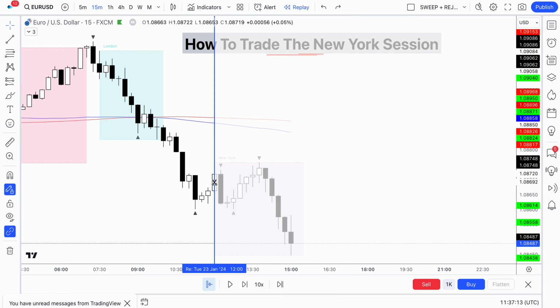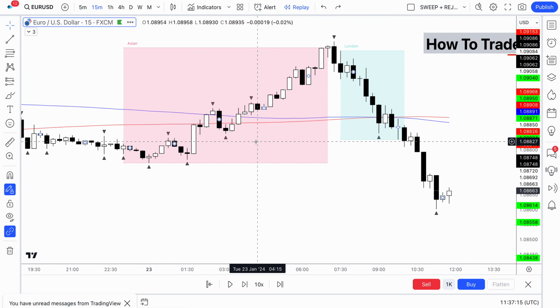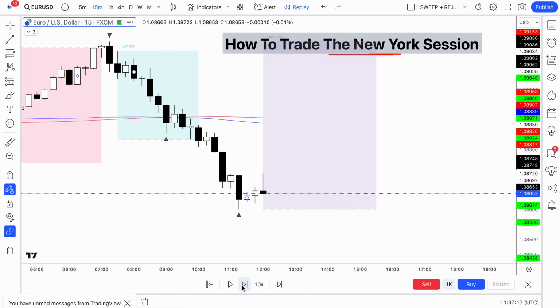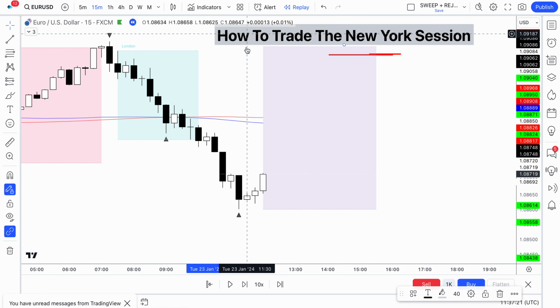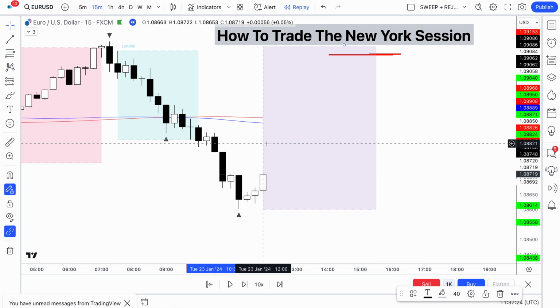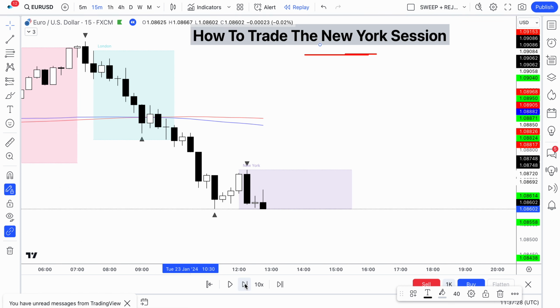So let's run this back and run through this trade for you guys. We're entering into the pre-New York session. You can see it is 12 o'clock GMT, the start of this area here. Let's play price on.